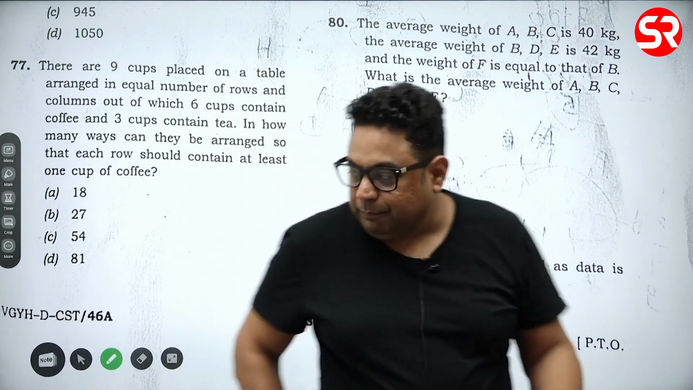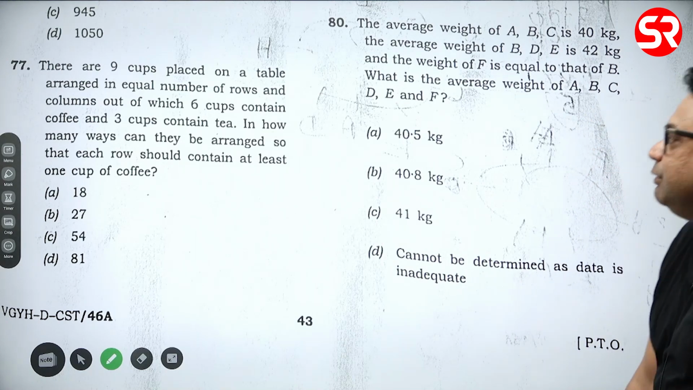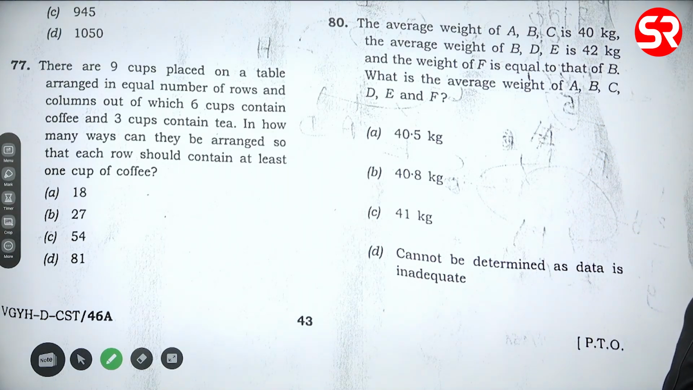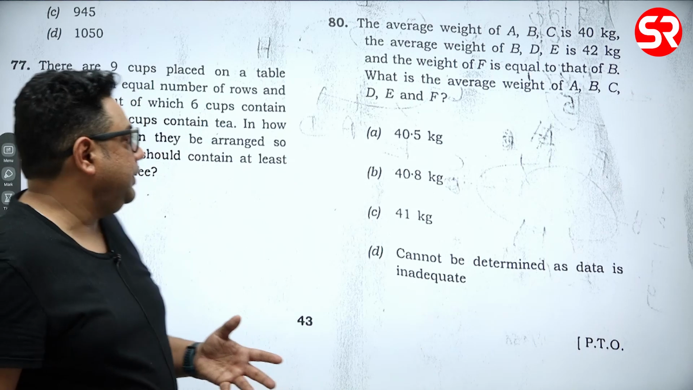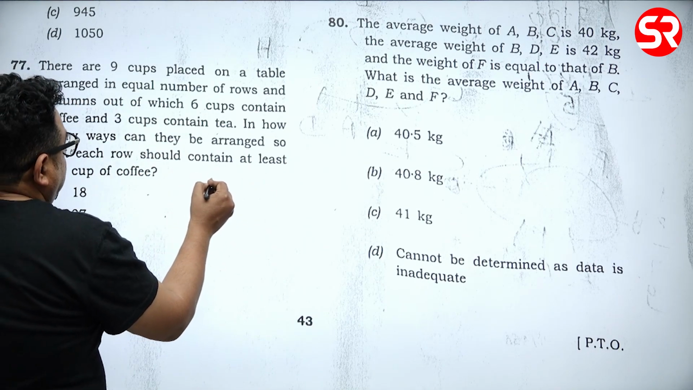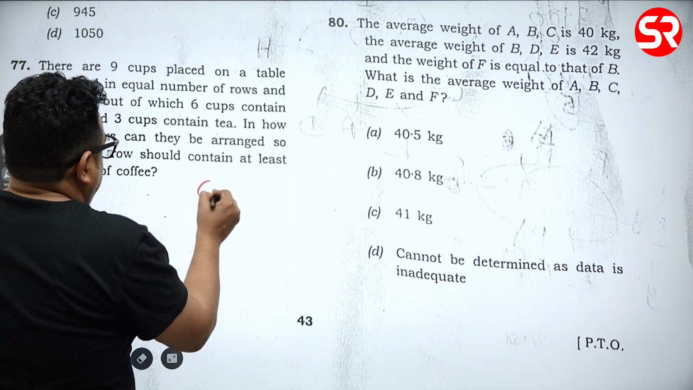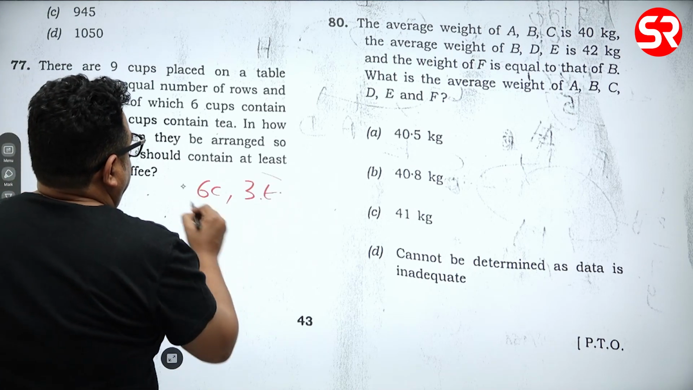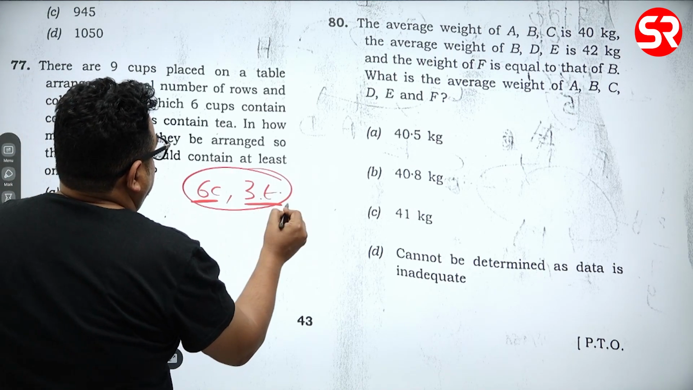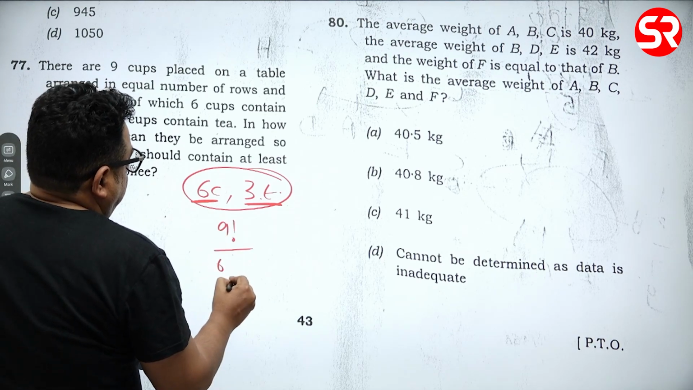There are 9 cups placed on a table arranged in equal number of rows and columns, out of which 6 cups contain coffee and 3 cups contain tea. So total 9 cups. In how many ways can they be arranged so that each row should contain at least 1 cup of coffee? First of all, total number of ways of arranging 6 coffee cups and 3 tea cups, right? 6 coffee cups are identical, 3 tea cups are identical. It is 9 factorial upon 6 factorial, 3 factorial.